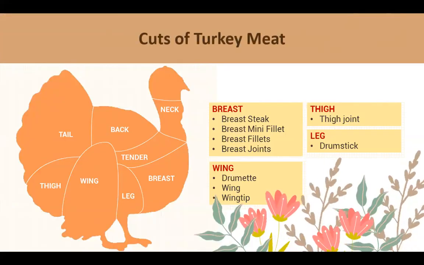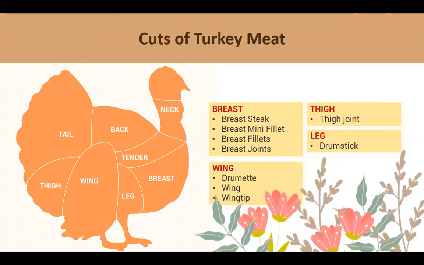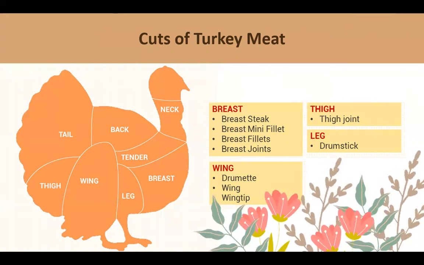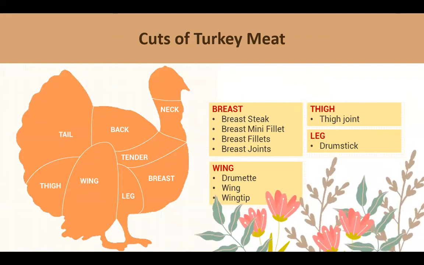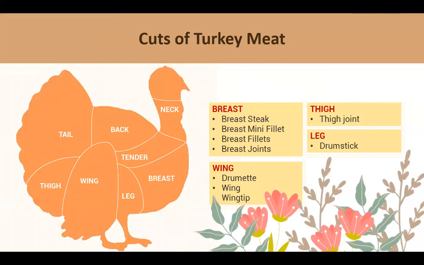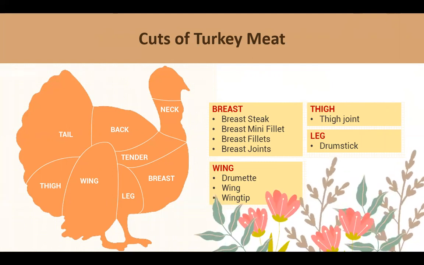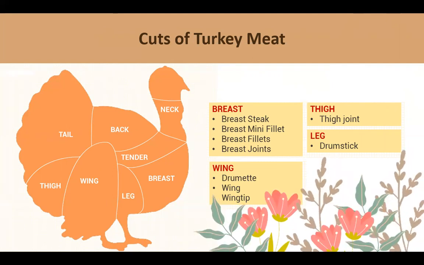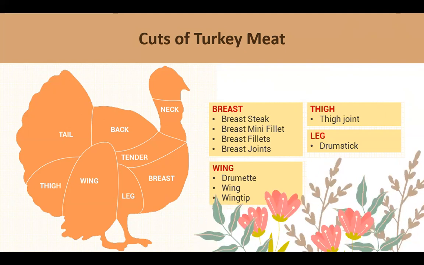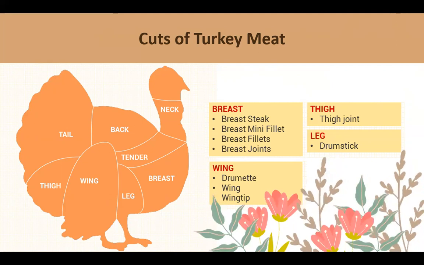Another poultry that we can buy whole or in pieces is the turkey. Turkey has four primal cuts: breast, wing, thigh, and leg. For the breast, we have breast steak, breast mini fillet, breast fillets, and breast joints. For the wing, we have drummet, wing, and wing tip. For the thigh, there is thigh joint, and for the leg, there is drumstick. Now, to give you an idea how to cut turkey meat into pieces, please watch this video and try to identify the difference between cutting turkey meat from cutting chicken meat.